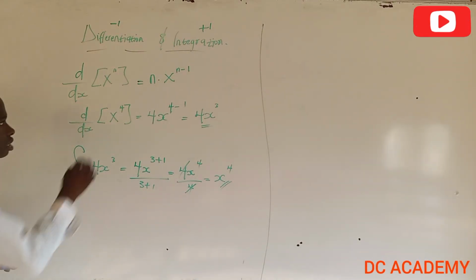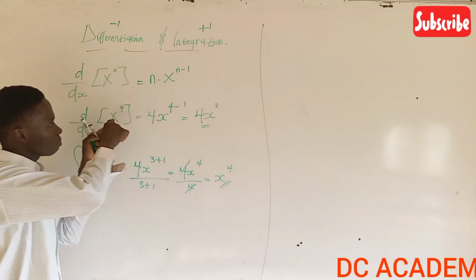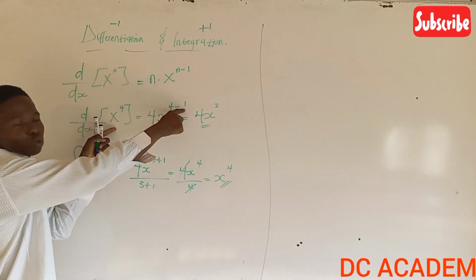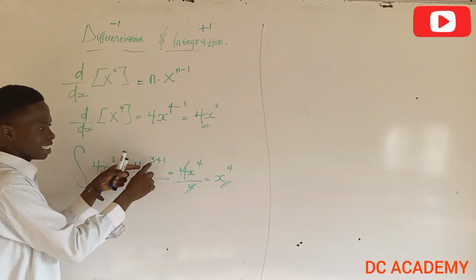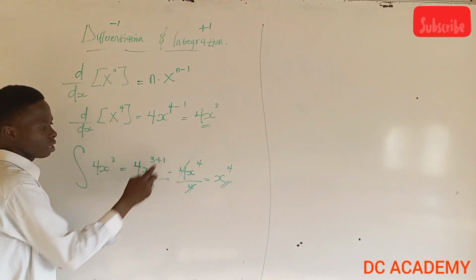And also, differentiation is the power times this first of all, and then minus 1. But integration means you add 1 to the power, take the whole power and then divide by it.